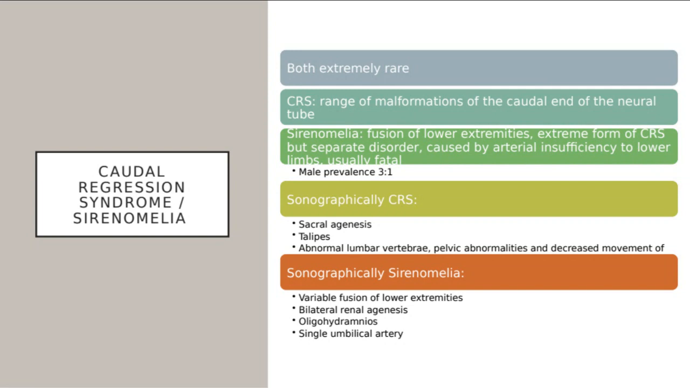Also, they're going to have oligohydramnios, so they're really not going to have enough amniotic fluid, and that's usually because they don't have their kidneys to produce the fluid, and they're usually going to have a single umbilical artery as well.